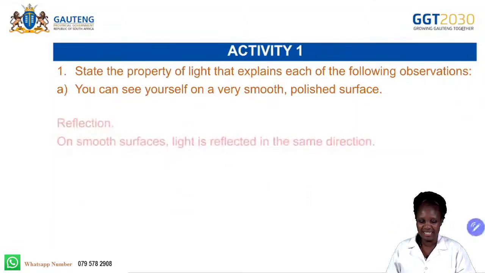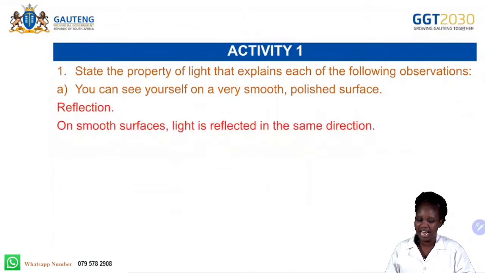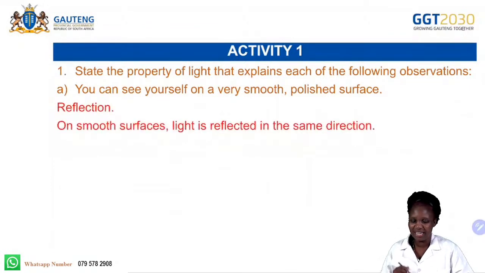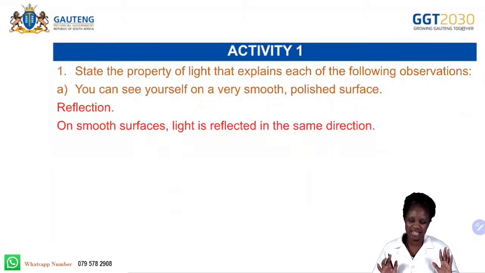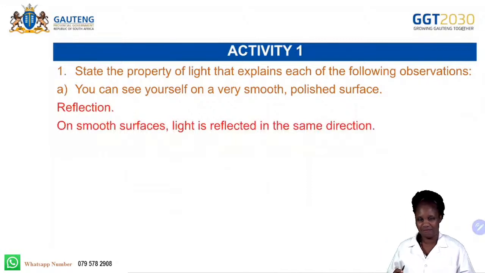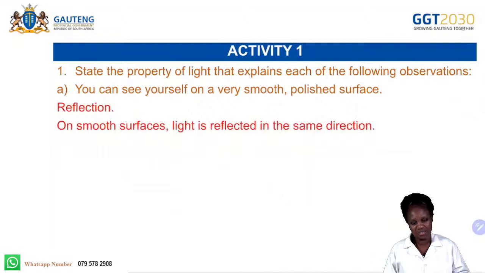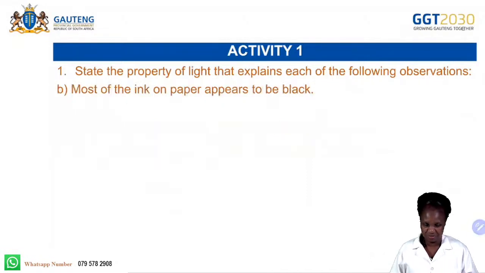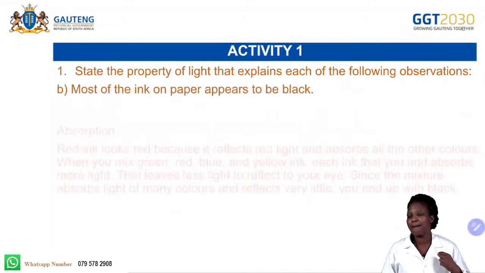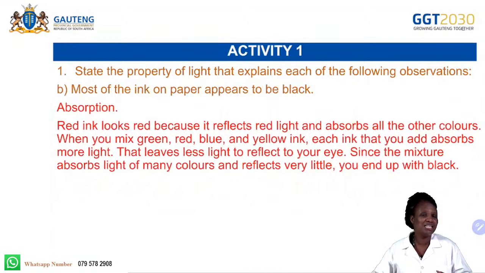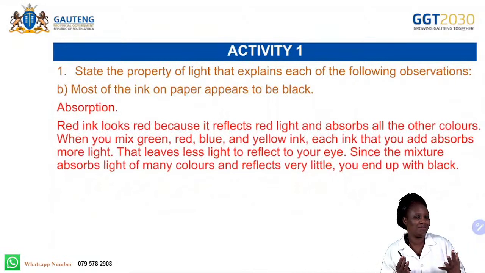Question number 1 says, state the property of light that explains each of the following observations. A, you can see yourself on a very smooth, polished surface. That is reflection. On smooth surfaces, light is reflected in the same direction. Let's look at B. Most of the ink on paper appears to be black. This is absorption.